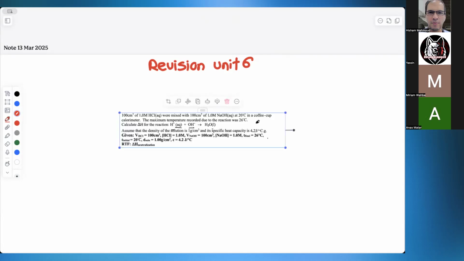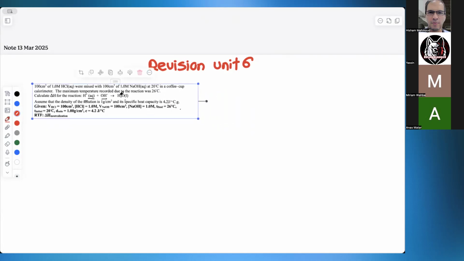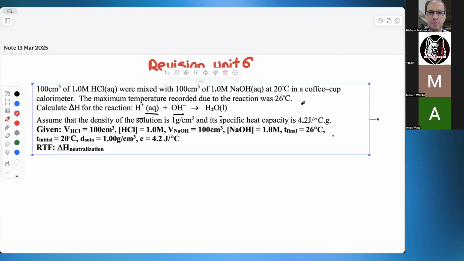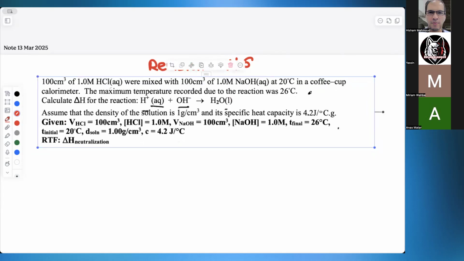So in the first question, 100 centimeter cube of 1 molar HCl were mixed with 100 centimeter cube of sodium hydroxide. This actually is a mixing reaction, not a combustion reaction. At 20 degrees in a coffee cup calorimeter, and the maximum temperature recorded due to the reaction was 26. Calculate the delta H for the reaction.